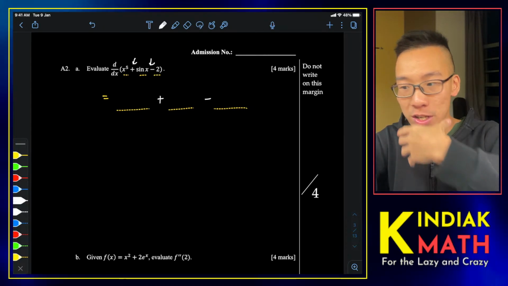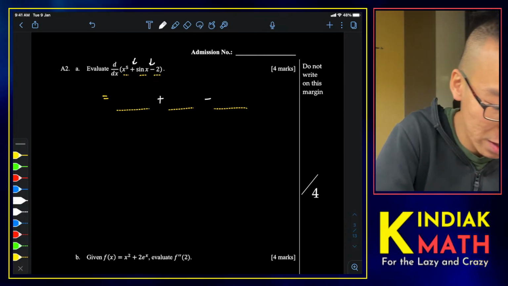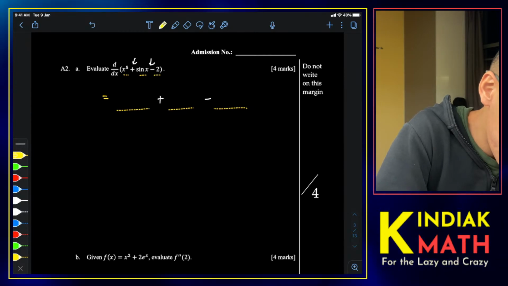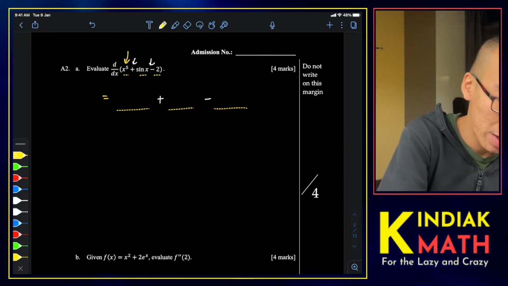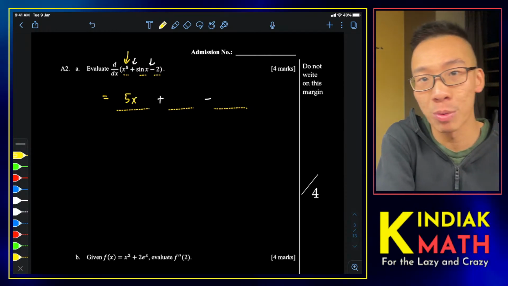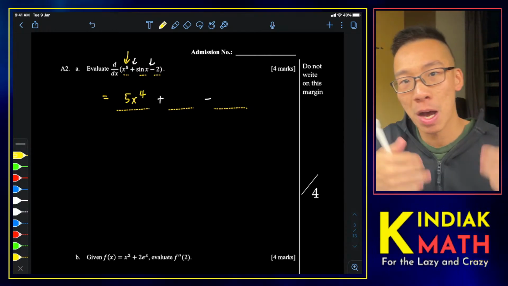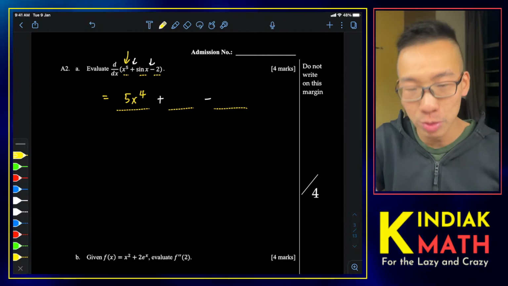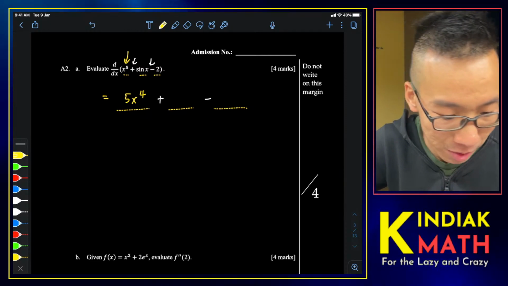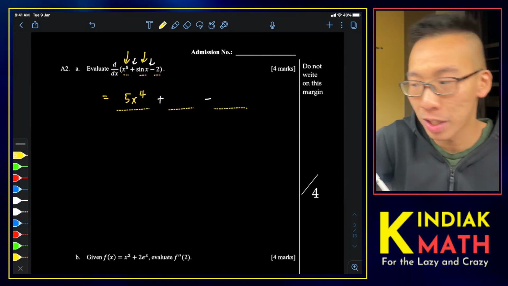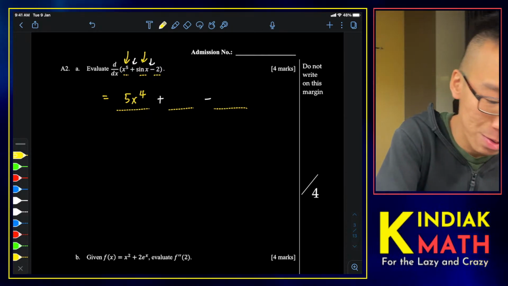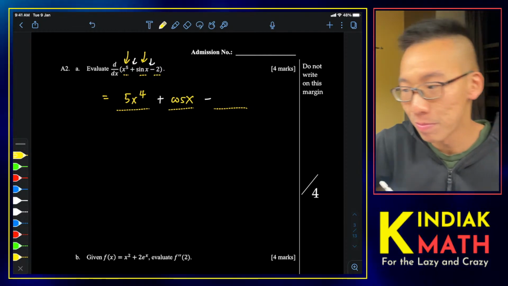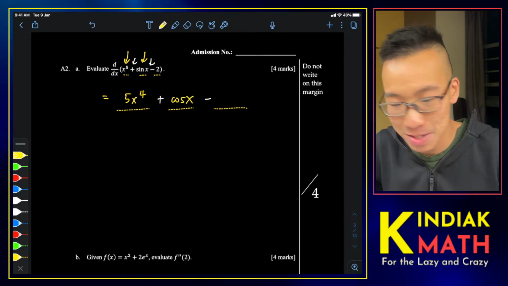Now that raises the question, which is how do we differentiate each of these things? Well, for the first term, we're going to differentiate x to the 5. We're going to bring the power down and subtract the power by 1. This is known as the power rule. It is a common tool used in calculus. Now for the second term, we're going to differentiate the sine function, which simplifies to the cosine function. Another one of these classic results.